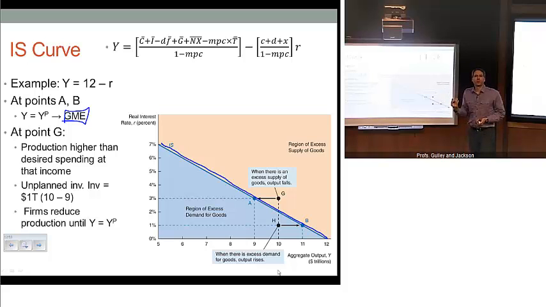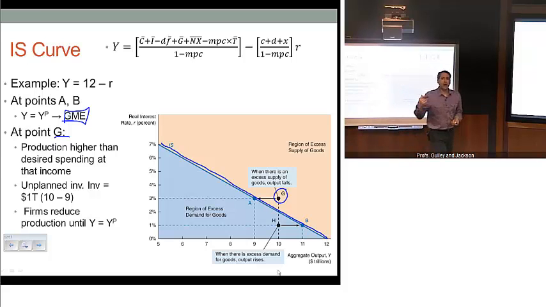This is where this inventory story comes into play. So suppose that we are at a point like point G. At point G, holding interest rates constant at this interest rate of 3%, we know that we're producing more than households, firms, government, and the net export sector would like to purchase at that level of income. And so what's going to happen is that firms, if they continue to produce at that level, are going to continue to build up their inventory stocks. Firms recognize this, and that triggers them to cut back on production. And so as firms cut back on production, we move here to point A.